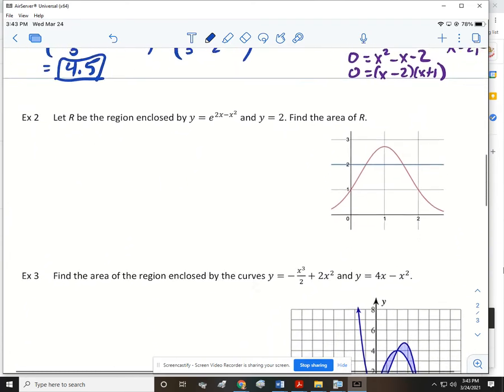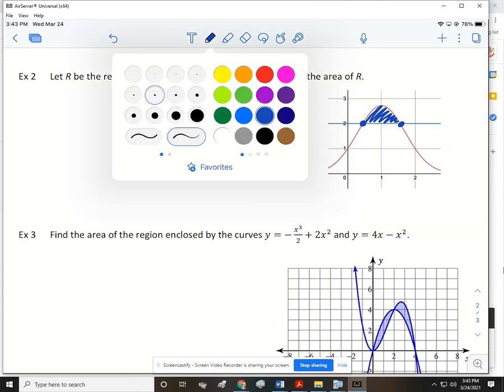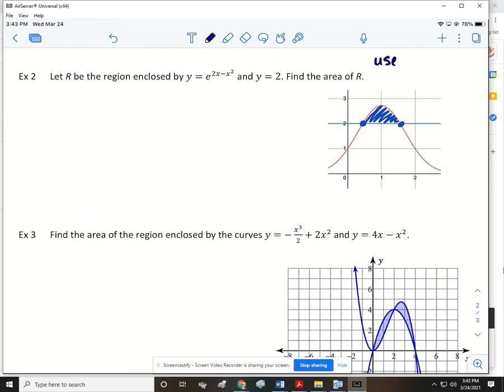Okay, let's look at example 2. So let R be the region enclosed by y equals e to the 2x minus x squared and the line y equals 2. And we're going to find the area of R. So that is this region right here. It is bounded. I do need to know what my boundaries are, but because this is not a normal type of function that we can just solve, we're going to use the calculator in this case to find the boundaries.